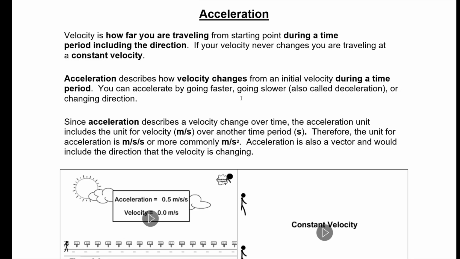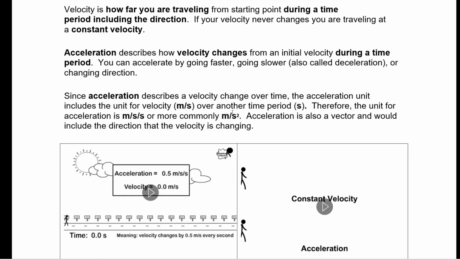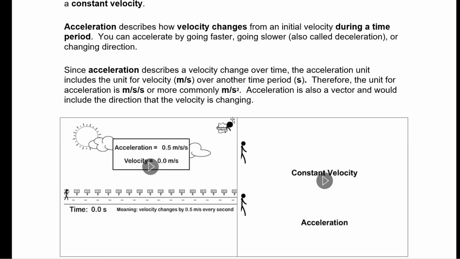Or you can simply change the direction. Remember that velocity was that vector quantity. It had magnitude and direction. We can change the magnitude component or we can change the direction component of our velocity. Since this acceleration describes a velocity change over a period of time, the acceleration unit we'll use includes the unit for velocity, meter per second over a time period of seconds. Therefore, we write this as meters per second per second, or commonly meters per second squared. Acceleration is also a vector. It would include direction that the velocity is changing.